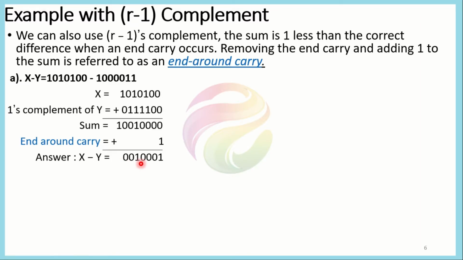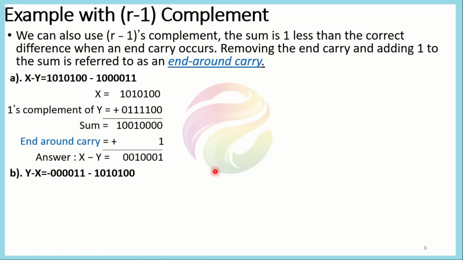So the final result is this one. Why have we added 1 here? Because we are dealing with the ones complement, and the difference between the ones complement and two's complement is a value of 1. So we just ignore the last carry bit, and for the remaining part we will just add a 1 here. This will give us the complete, accurate answer. This is how x minus y is determined.